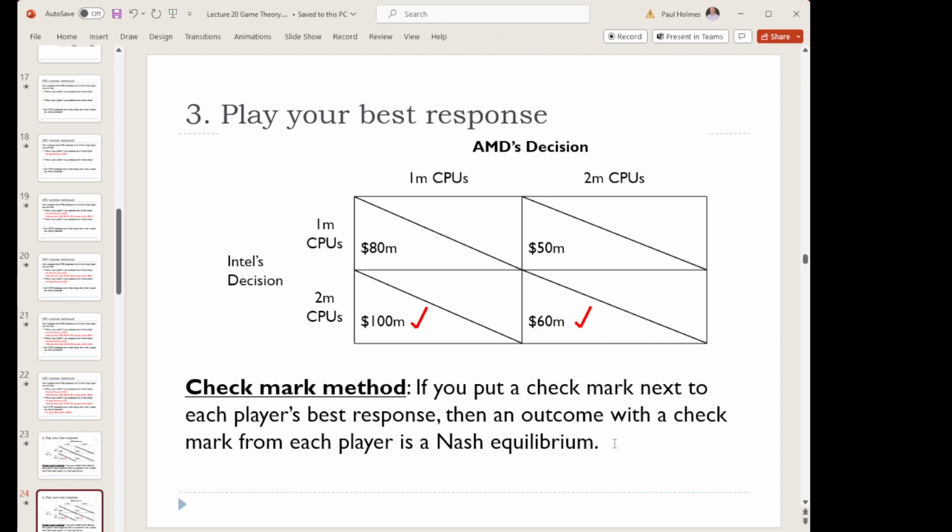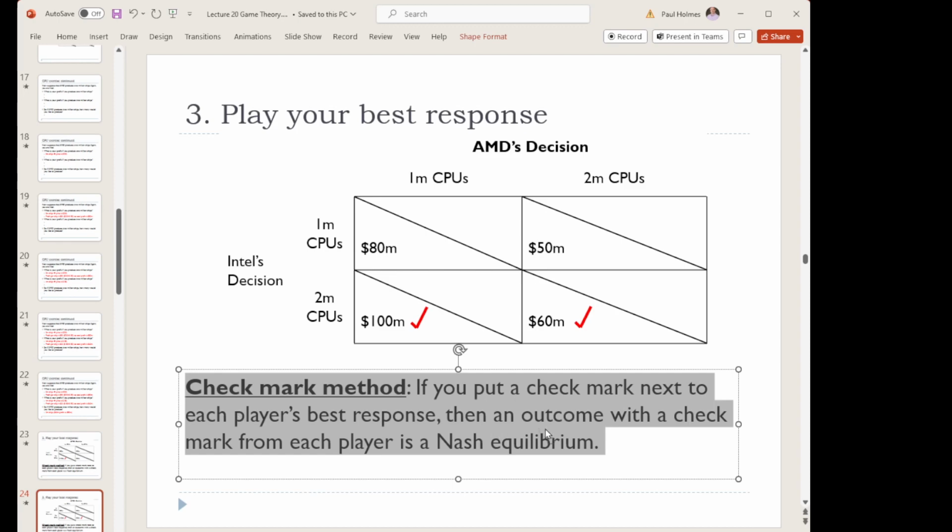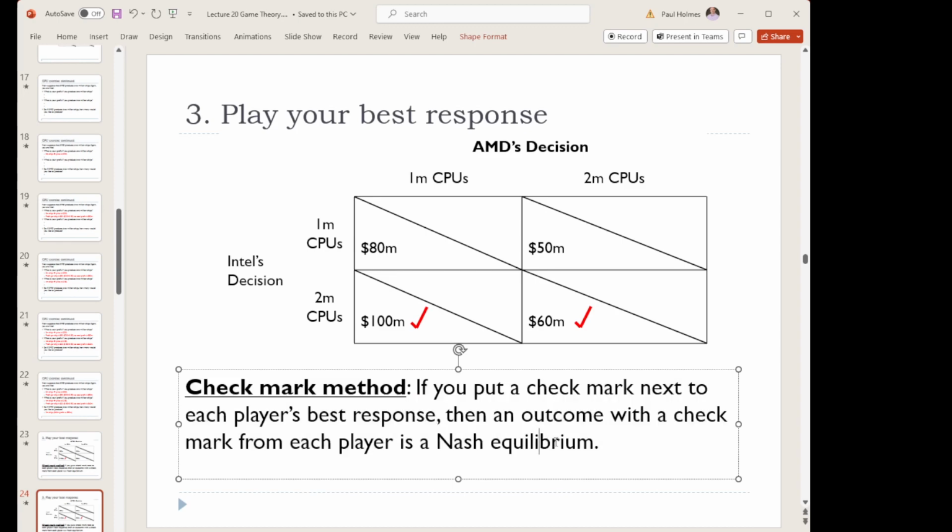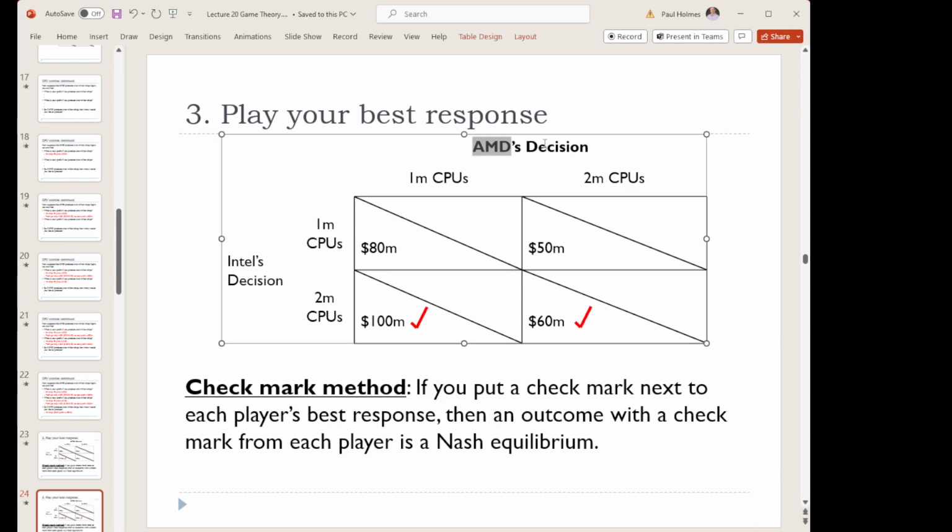In so doing, we are following this check mark method out of the textbook. And so what we can see then is that regardless of what AMD does, whether they produce 1 million or 2 million chips, Intel prefers to produce 2 million chips.